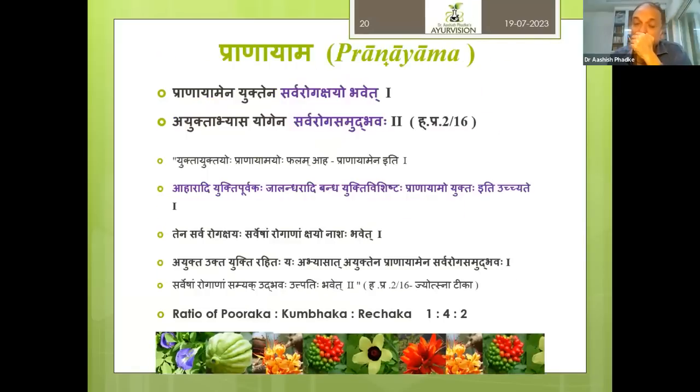But coming down to another interesting and important shlok which we see in Hatha Pradipika, that is pranayamena yuktena sarvaroga kshayo bhavet. It means if you do the proper way of pranayam, or proper metered breathing practices of yoga, then all your diseases will vanish. And the second line says, ayukta abhyasa yogena sarva roga samudbhava. So if you don't practice yoga in the right way, then it can generate all different kinds of diseases.